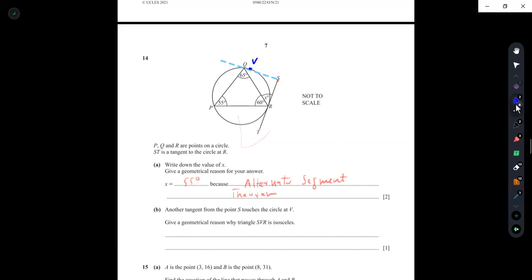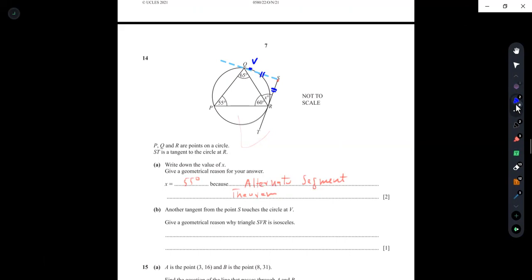So there's a theorem which tells us that from one point outside the circle, two tangents can be drawn to the circle, and the lengths of the tangents will be the same, and hence the triangle is an isosceles triangle. So you can refer to this theorem, or you can just write a brief statement.